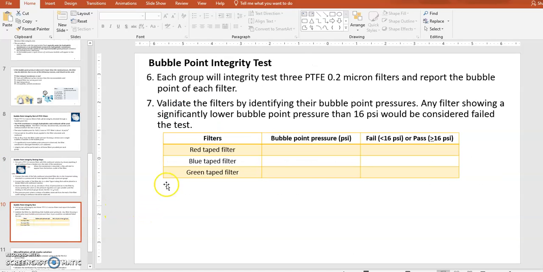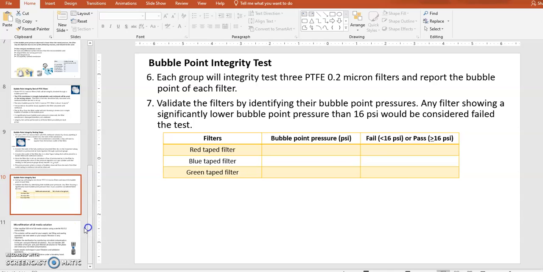So you'll be given 3 disc filters, maybe red tape, blue tape, and green tape, and you validate all of them by doing the bubble point test. If the bubble point you observe is 16 psi or above, the filter passed. If the bubble point is less than 16 psi, your filter failed, so you should throw it away. That's the first hands-on test.